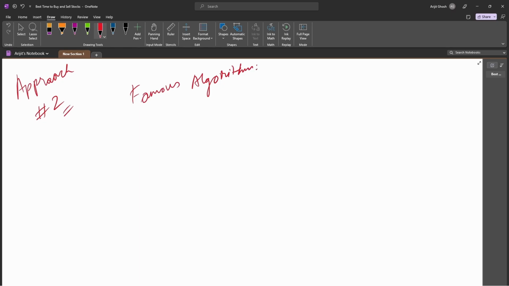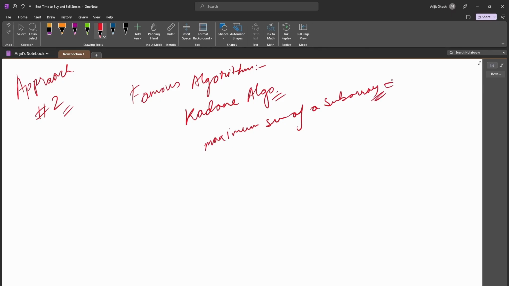Whoever is into DSA and this competitive coding culture would know there is a very famous algorithm called Kadane's algo. It is known to be used in a question called maximum sum of a subarray. It's another very good question for intuition of how the complexity works.